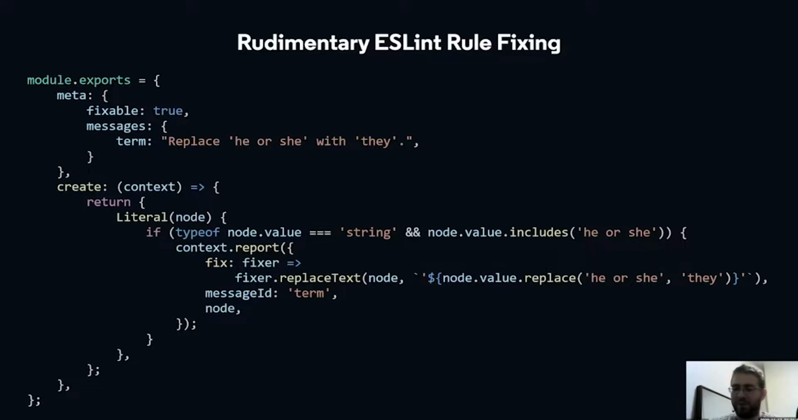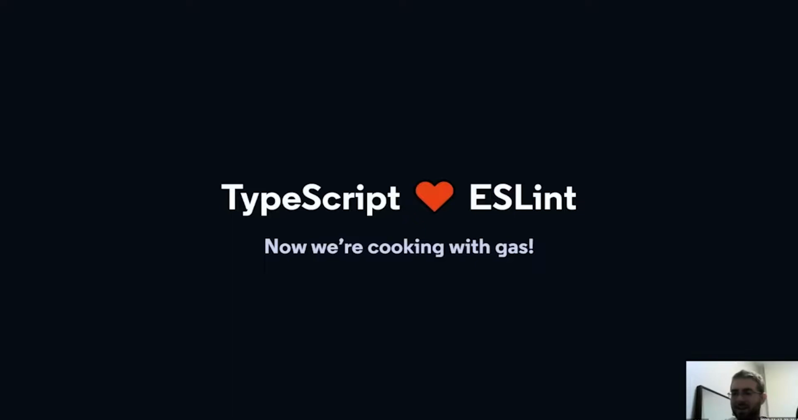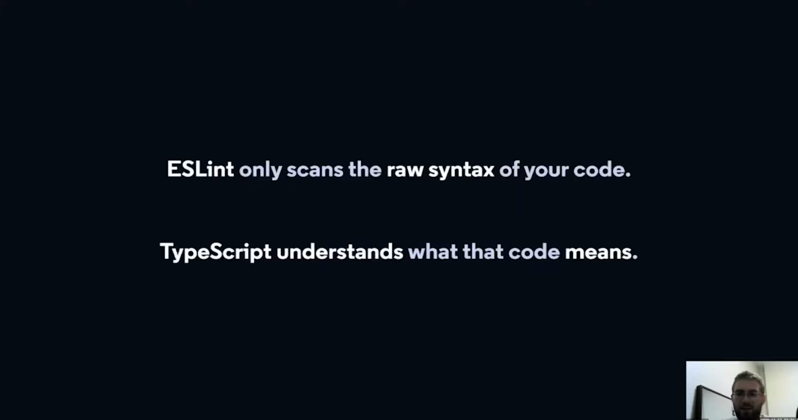We have discovered the core building blocks of ESLint, and now we're ready to get TypeScript in the mix. As I like to say, this is really ESLint cooking with gas. To give you a nice quick slide to screen cap and to summarize the differences, ESLint just scans the raw syntax of your code. It only understands what's immediately in front of it, a single file, the nodes, the raw text syntax of those nodes in that file.